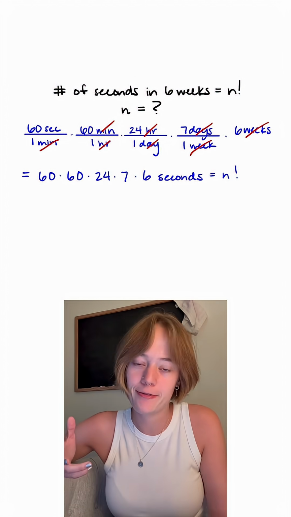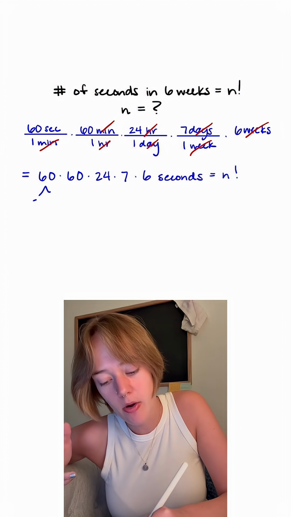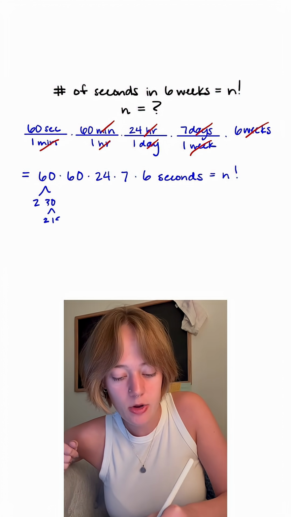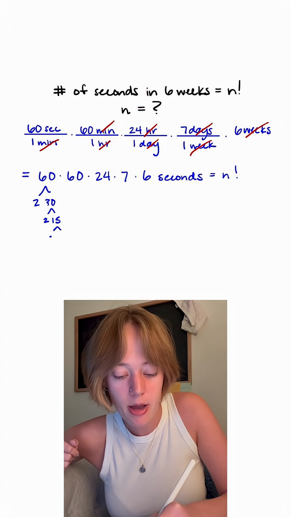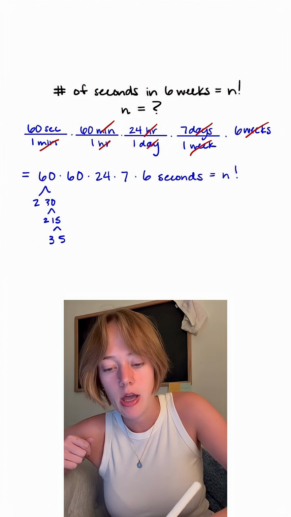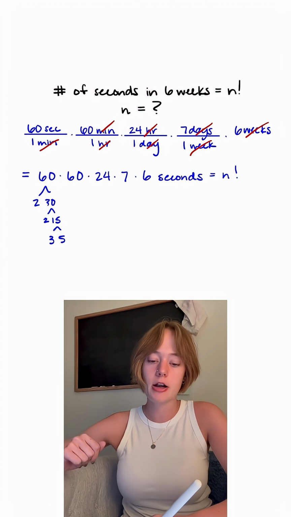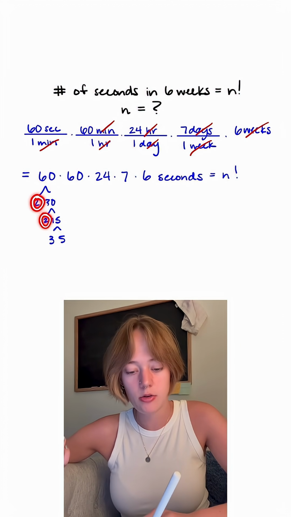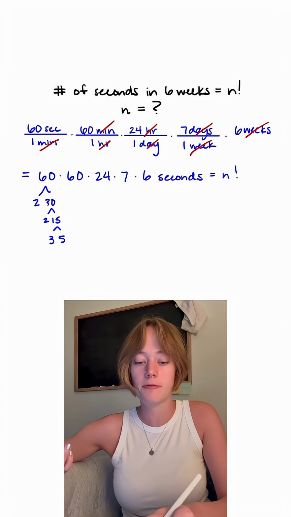So let's make our cute little factor tree. We know that 60 can be broken up into 2 and 30. 30 can be broken up into 2 and 15. 15 can be broken up into 3 and 5. And so we've just figured out that the prime factors of 60 are 2 times 2 times 3 times 5. Let's do that for the rest of the numbers.